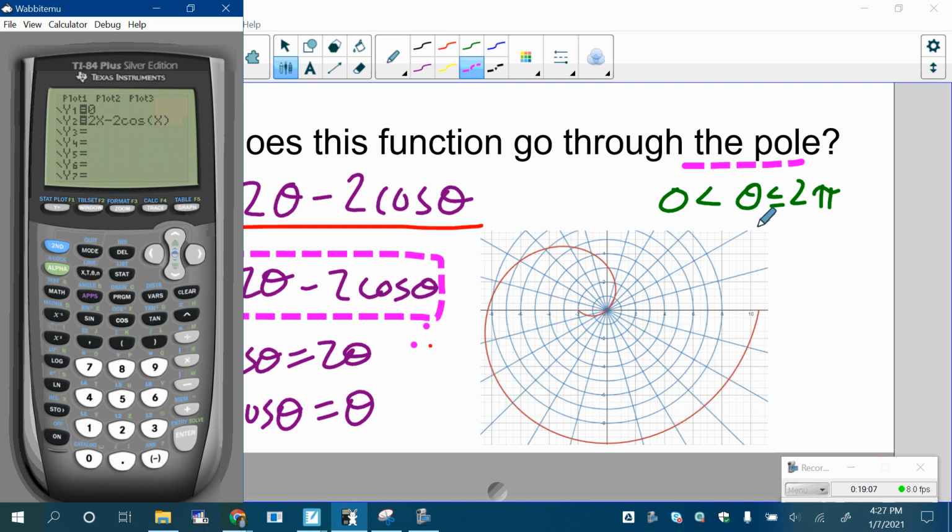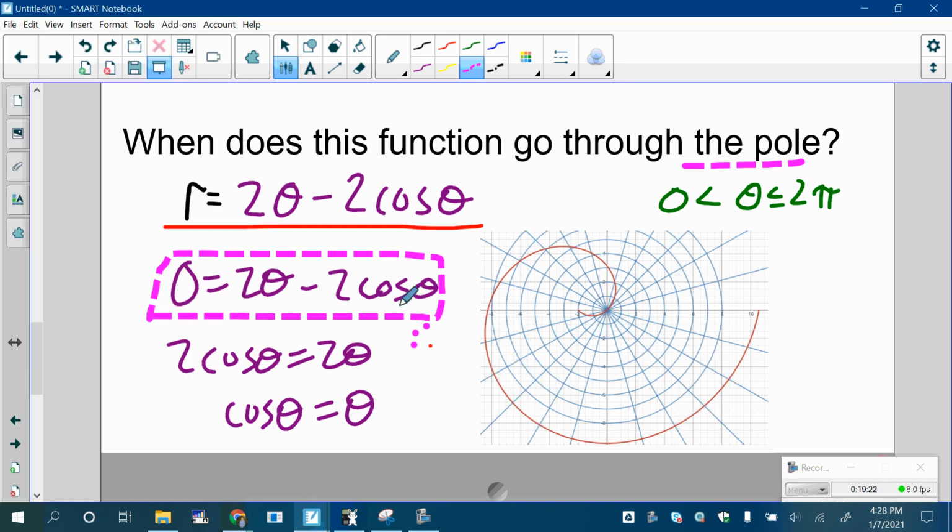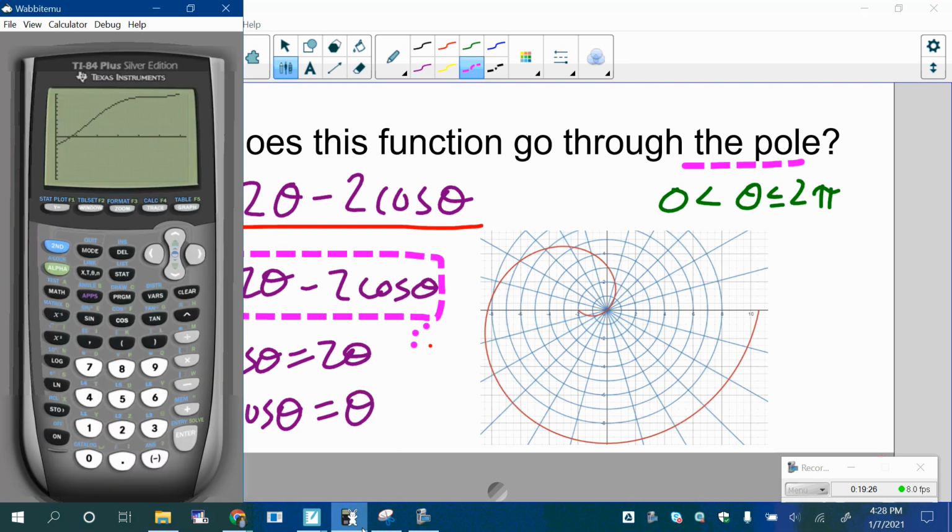Specifically, I'm looking for an x value of theta between 0 and 2 pi, so I can change my window real quick to 0 to 2 pi. I'm only looking for solutions between 0 and 2 pi. I can graph it. When does this 2x minus 2 cosine x equal 0? I know, you don't need to type in thetas. You can type in x's. We're just solving an equation. When do those equal each other? Right there. That's when it equals the x-axis.